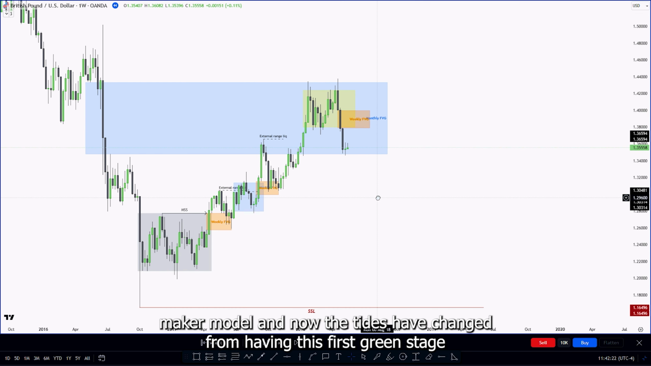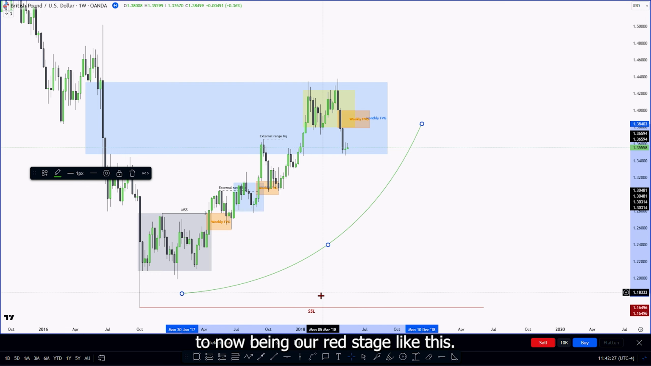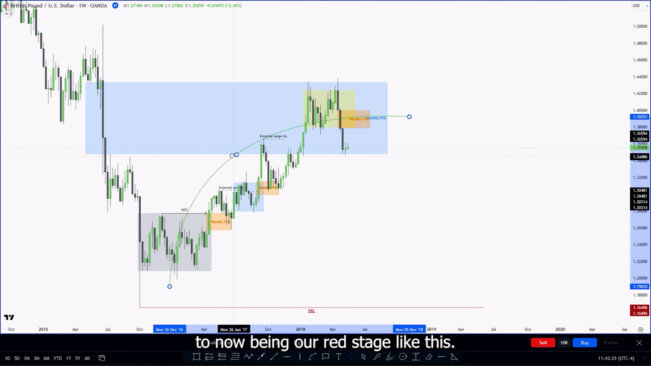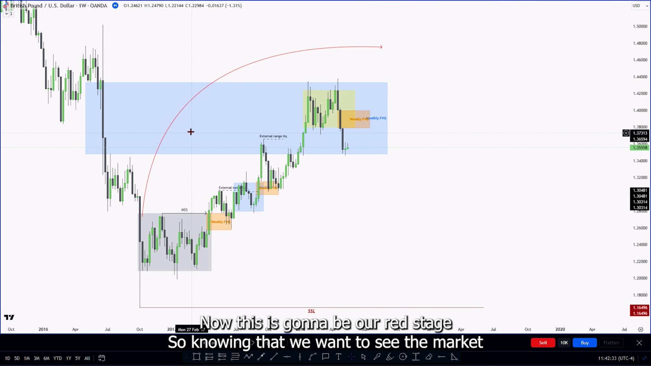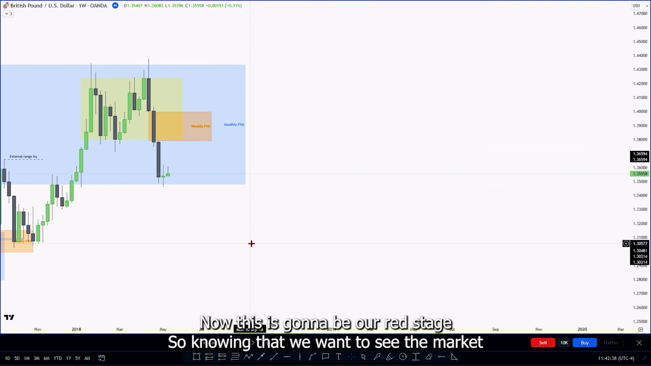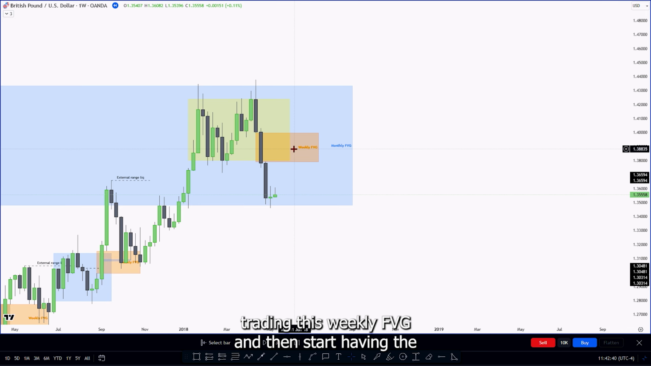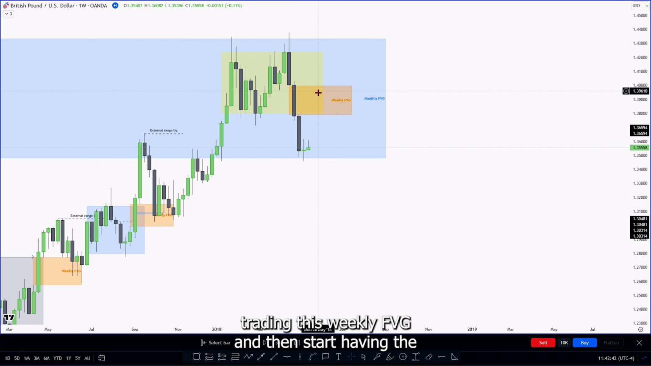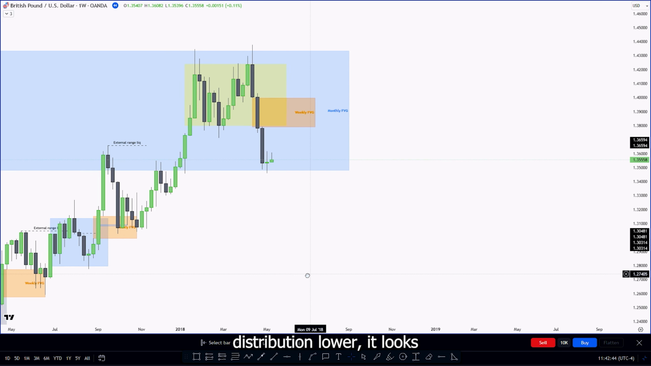So now the tides have changed from having this first green stage to now being our red stage like this. Now this is going to be our red stage right here. So knowing that, we want to see the market trade into this weekly FVG and then start having the distribution lower.